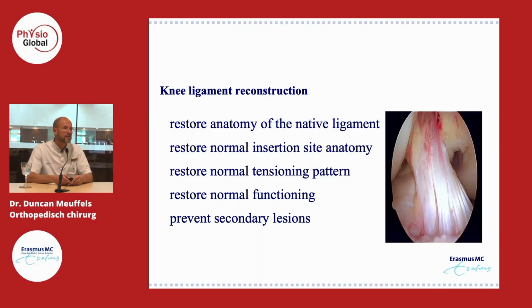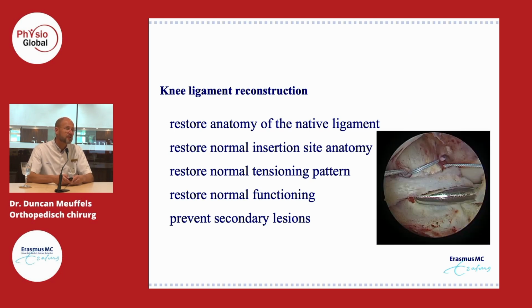And what do we try to do? We try to restore the anatomy of the native ligament, of all the native ligaments that are injured, try to restore their normal insertion site anatomy, just as we try with ACL surgery, and we try to restore a normal tensioning pattern and have eventually normal function, and try to prevent as much as possible secondary lesions. This is, of course, not easy.